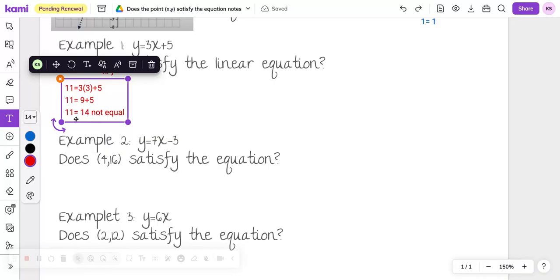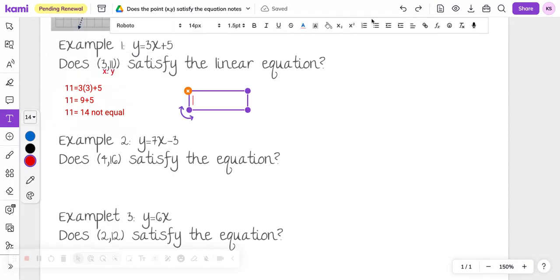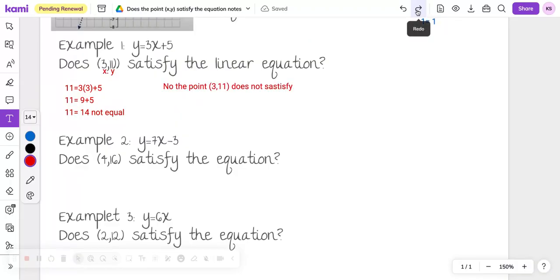So if we get an answer where the two numbers are not the same and it doesn't balance, and 1 doesn't equal 1 or 11 doesn't equal 11, then we know that the point 3, 11 does not satisfy the equation. Okay? So all that means is that 3 comma 11 is not a point. If we graph the equation, it would not be a point on the line. Okay, so let's look at the next one.